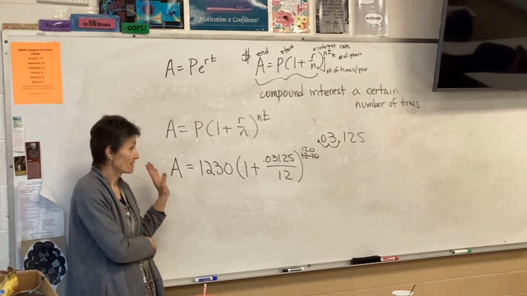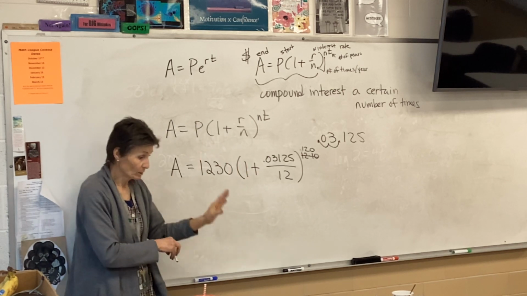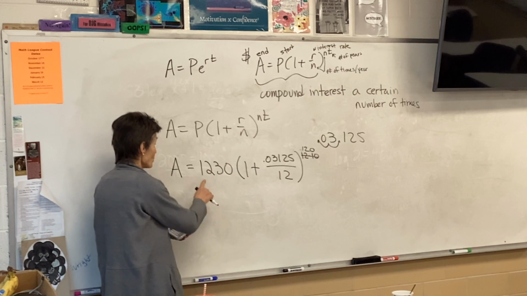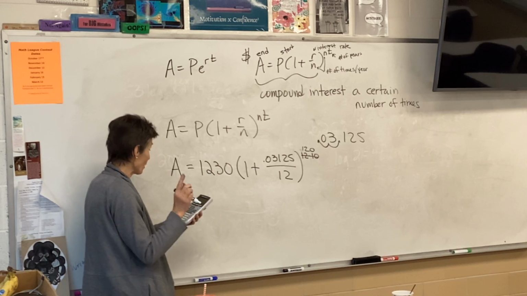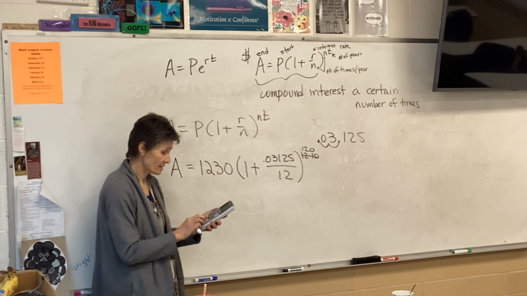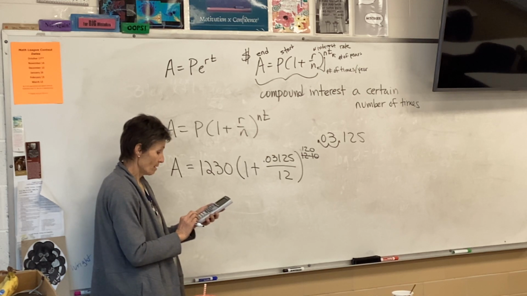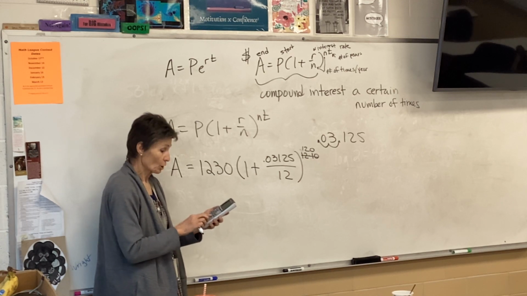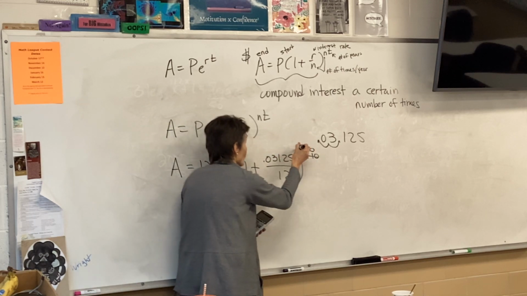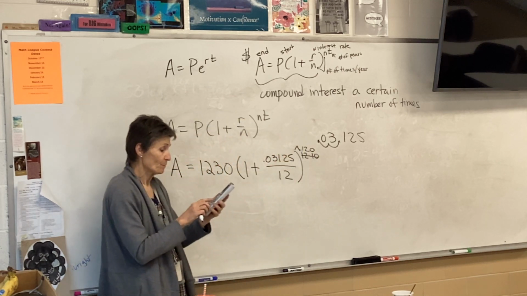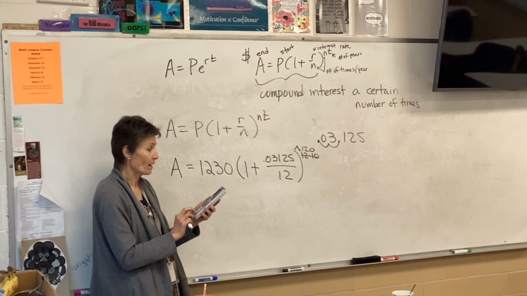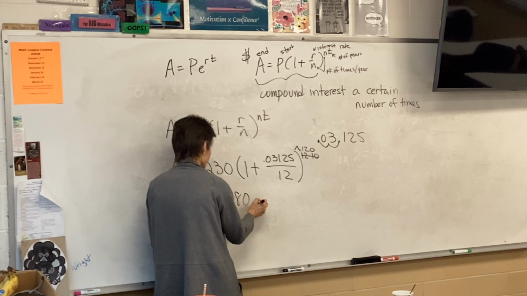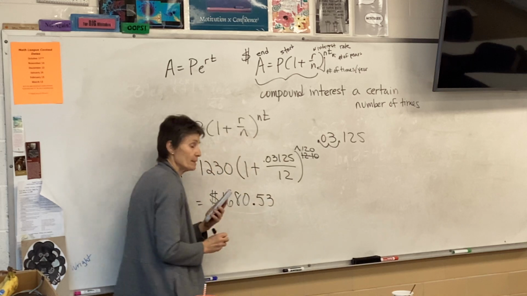Boys and girls, this is just a plug-in problem. So I am literally going to type in exactly what I wrote. So I'm going to type 1230, I hope you're typing with me, parentheses, 1 plus 0.03125 divided by 12, close parentheses, raised, using your little caret button, raised to the 120th power. And hopefully you got $1,680.53.